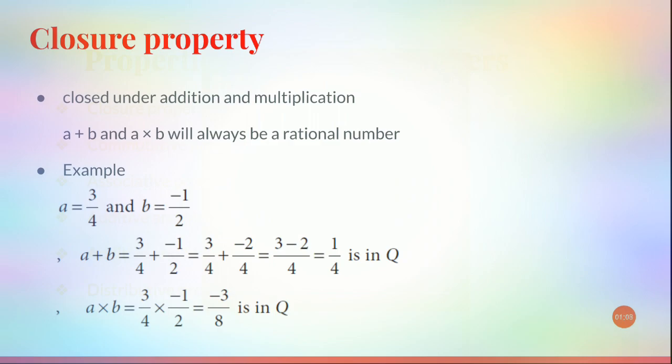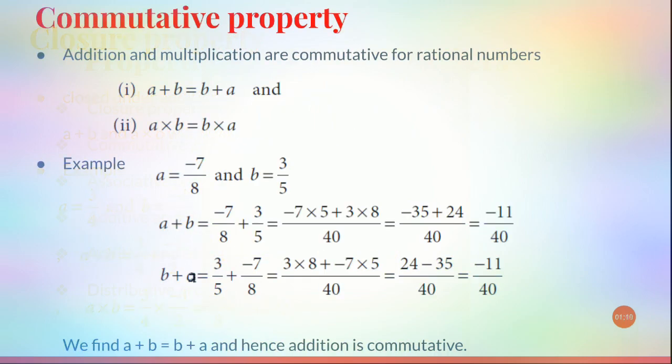Now the next one is commutative property. Commutative means how many terms will be involved? Only 2 terms will be involved, and this property is commutative only for addition and multiplication. Shall we check for addition first? a plus b is equal to b plus a.